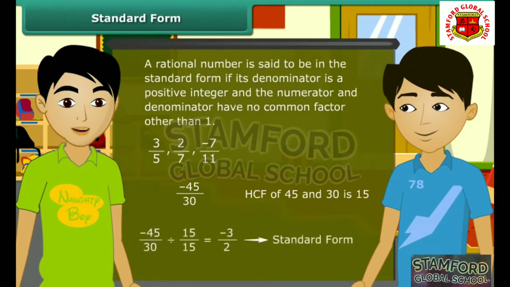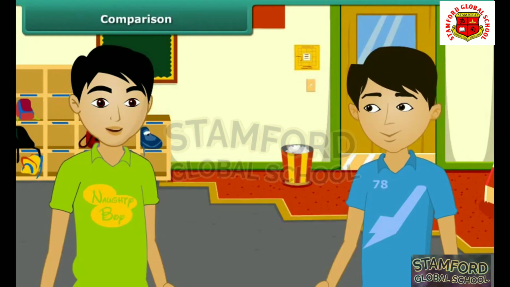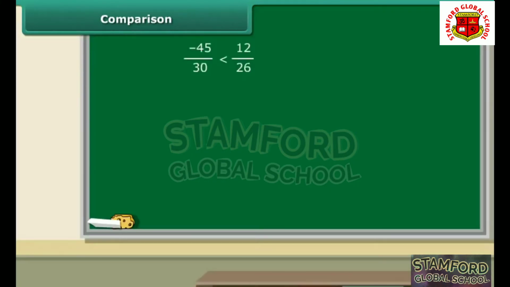Yes, so we will divide the numerator and denominator by 15, and we will get the rational number minus 3 by 2, which is in a standard form. If we have given two rational numbers, then can you compare them? No. I will tell you how to compare rational numbers.